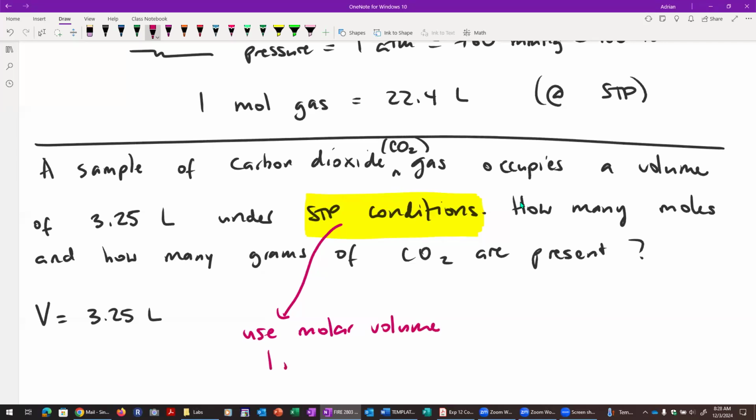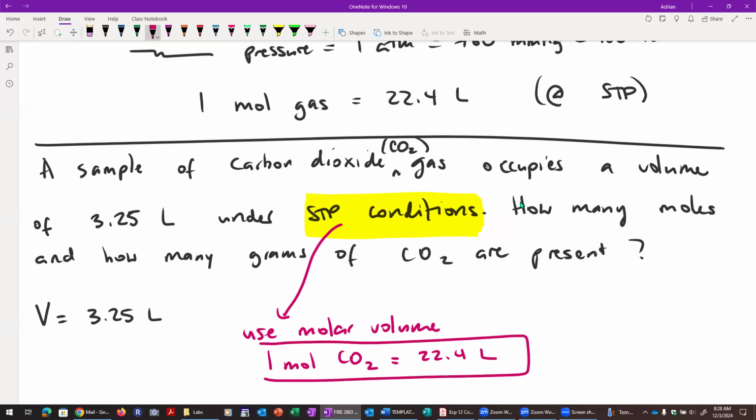which says that 1 mole of any gas, in this case carbon dioxide, occupies a volume of 22.4 liters, right? So again, it doesn't matter what the identity of the gas is. If it's under these conditions and you have a mole of it, it will occupy 22.4 liters. So you have a sample of CO2 and it occupies a volume of 3.25 liters under these conditions. And then we're asked how many moles, how many grams of CO2 are present.